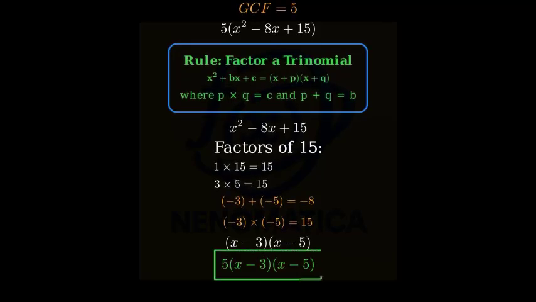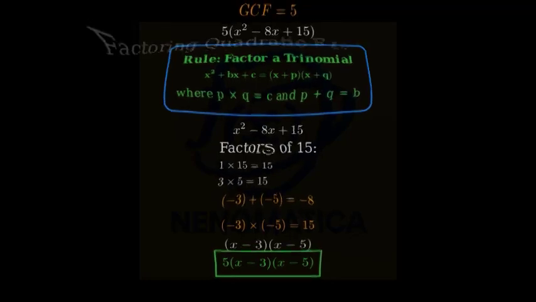Finally, we can combine our results to write the complete factored form of the original expression. Since we factored out 5 in the first step, and then factored the trinomial as x minus 3 times x minus 5, our final answer is 5 times x minus 3 times x minus 5.